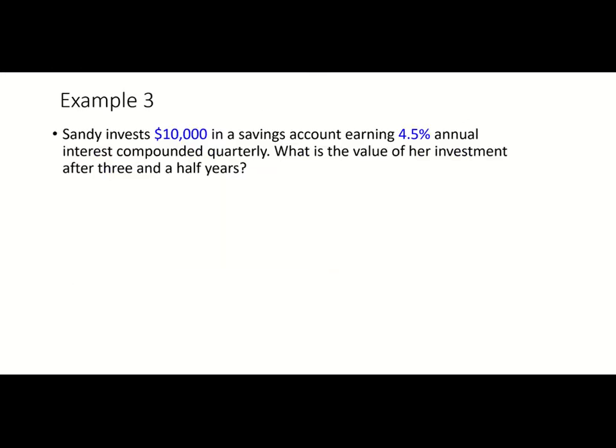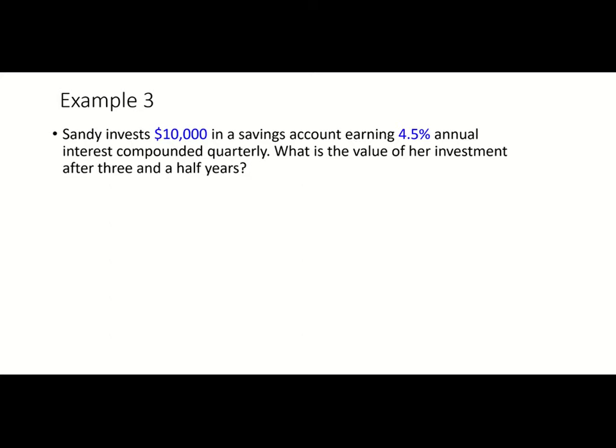Okay, so here we have Sandy, and she is going to invest $10,000 into a savings account earning 4.5% annual interest compounded quarterly. So that means that her interest rate is 4.5% compounded quarterly. So every time she gets interest, they're going to calculate it at that 4.5% rate. What is the value of her investment after 3.5 years? So I want to calculate how much money she will have in her account after 3.5 years. So we are going to use our compounding interest formula.